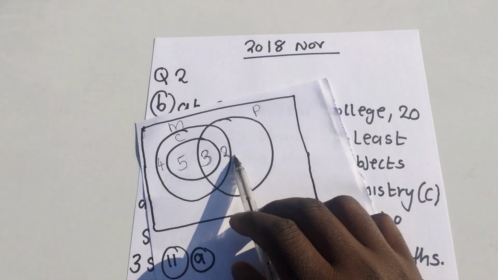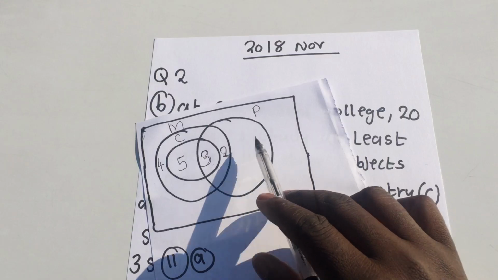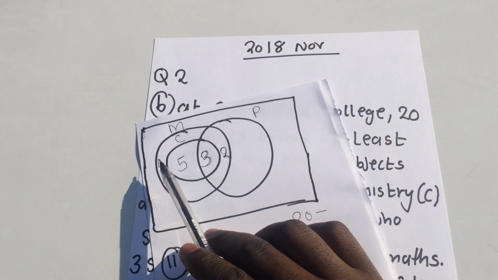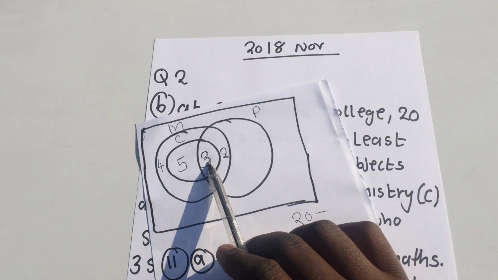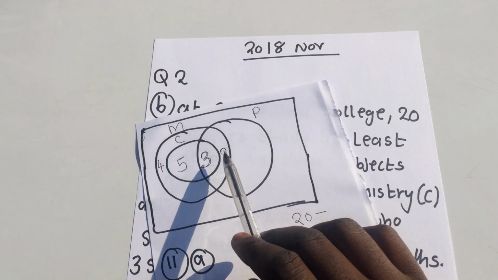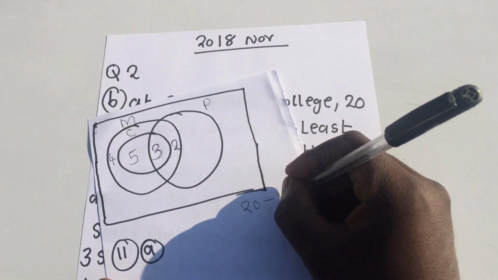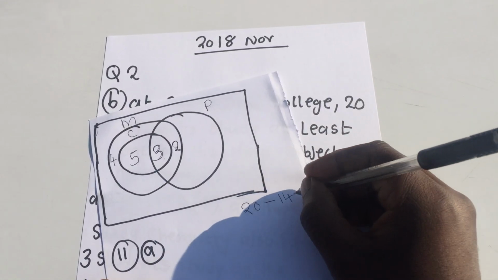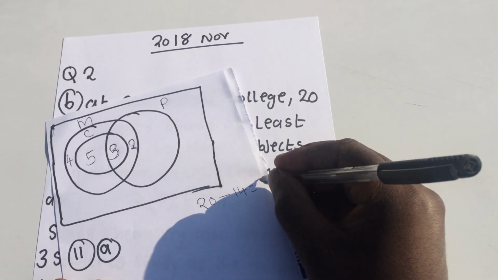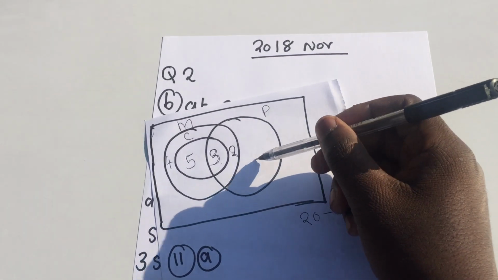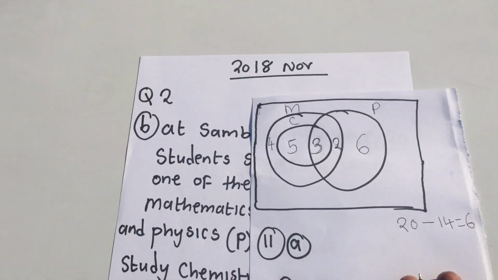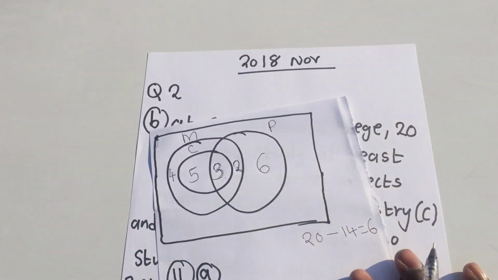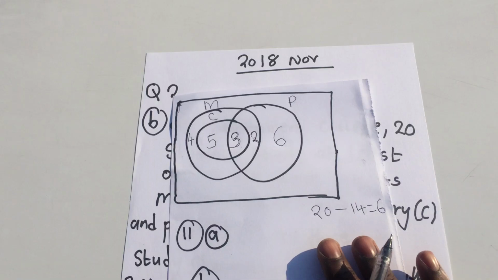minus, you add all these numbers for you to find P. So you say 4 plus 5, it's 9. 9 plus 3, 12. 12 plus 2, 14. So you say 20 minus 14. What do you get? You get 6. So here on physics, there are 6. You are done. This is 2 marks for you just by doing this.